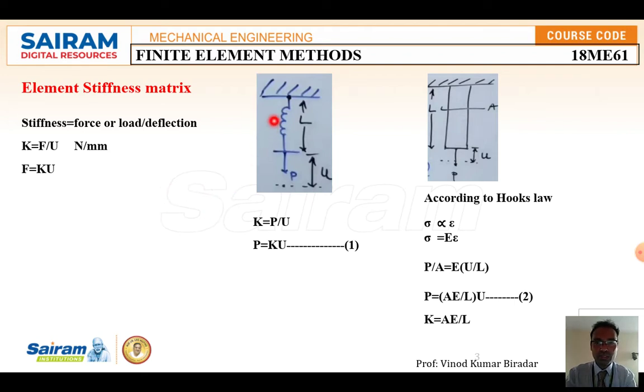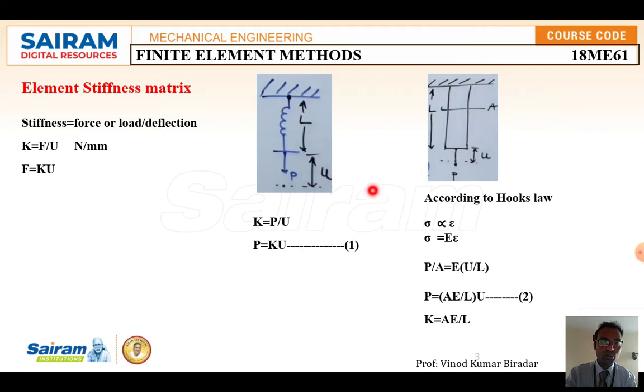Look at this. Consider this figure, which shows a spring element. One end is fixed and at the other end a force is acting. If you apply an external tensile force, this spring will be displaced some distance. That is the displacement, denoted as U here. So K is equal to the force applied divided by the deflection, that is the displacement. So force is equal to K into U. Let us give this equation number 1.